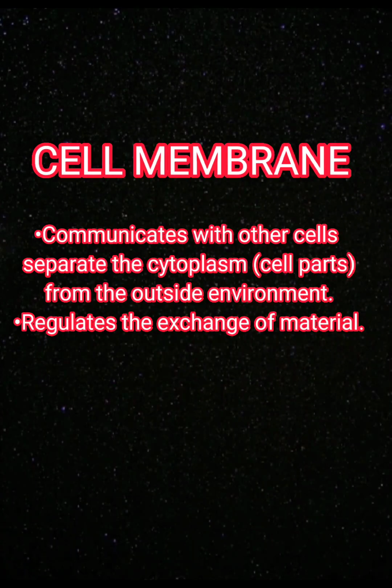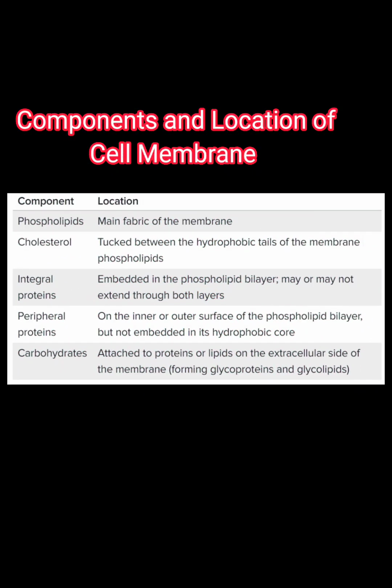The cell membrane communicates with other cells, separates the cytoplasm and cell parts from the outside environment, and regulates the exchange of materials. Components and location of the cell membrane: phospholipids, cholesterol, integral proteins, peripheral proteins, and carbohydrates.